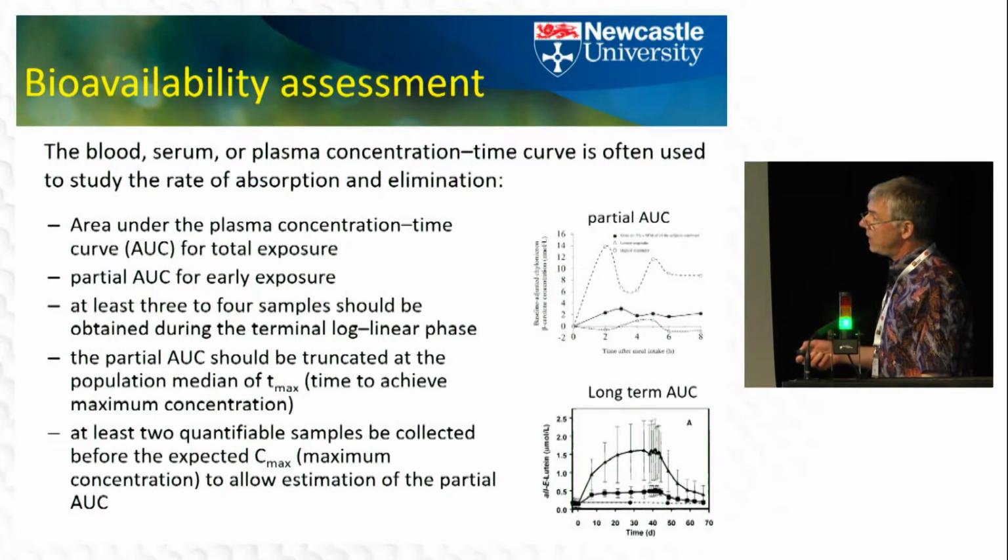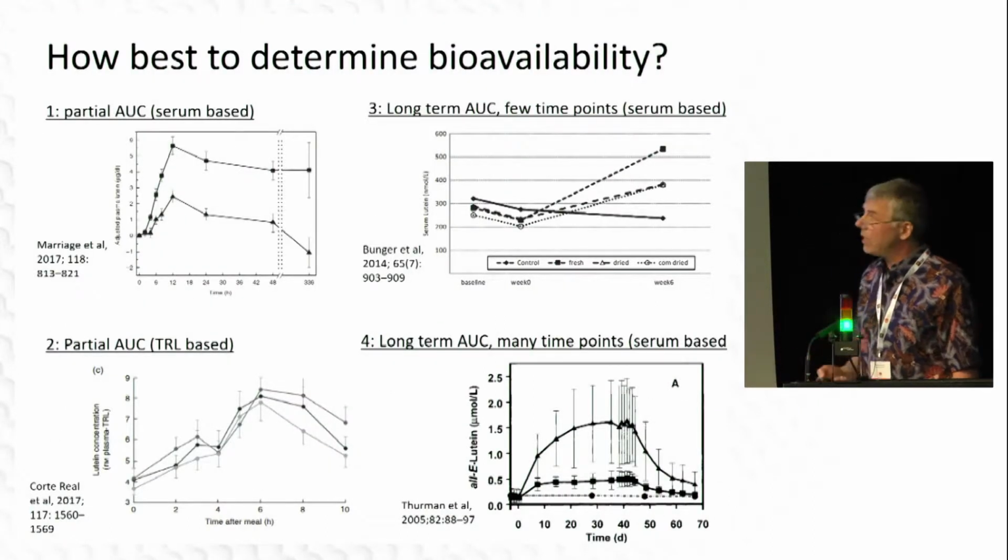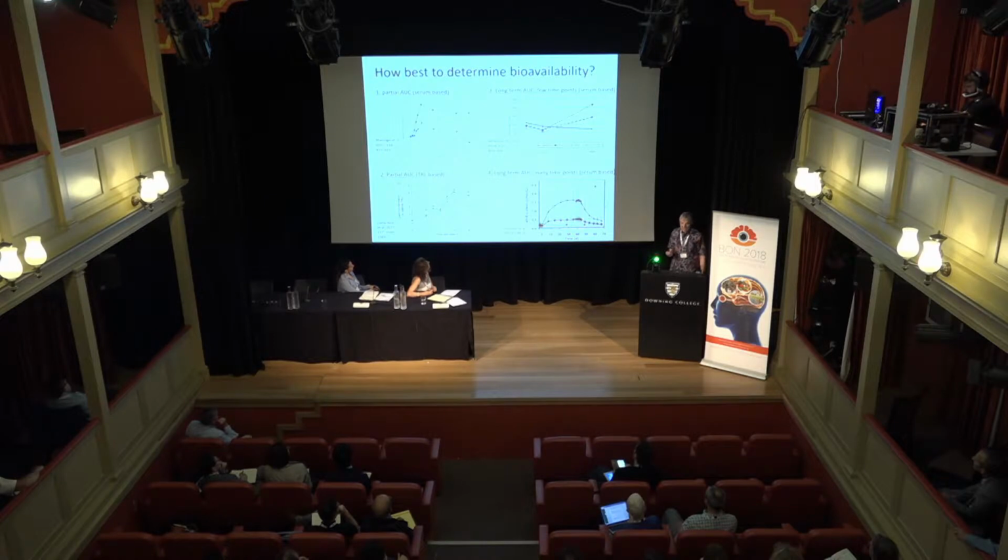the time to achieve maximum concentration, and at least we need to have 2 quantifiable samples collected before we expect the Cmax, the maximum concentration, therefore to estimate the partial AUC. So these are recommendations that are made in terms of the way we should analyze things. Now, the question is, how is it actually done?